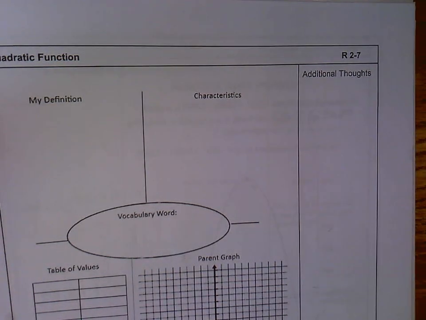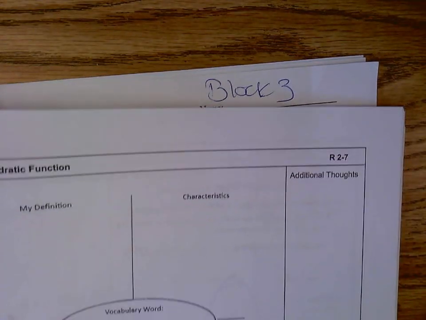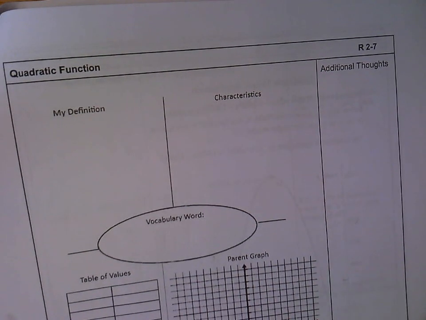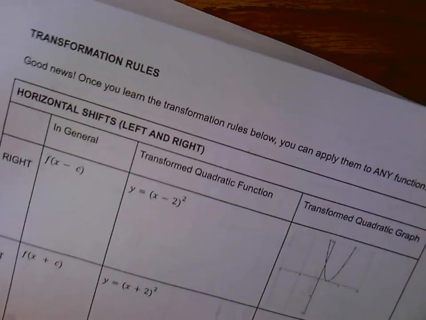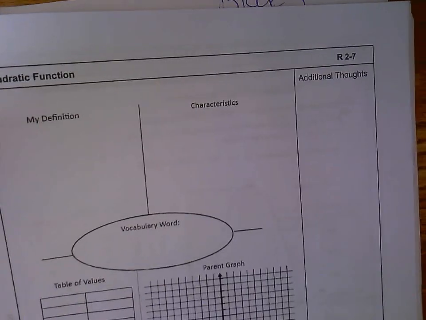So resource page 27, everything should be filled in up to there. If you're missing something from 2.1 to 2.6, yeah, is that the transformation rule page? Yeah, those are just transformation rules. 4 and 5 are just transformation rules. We're on 2.7 right now.